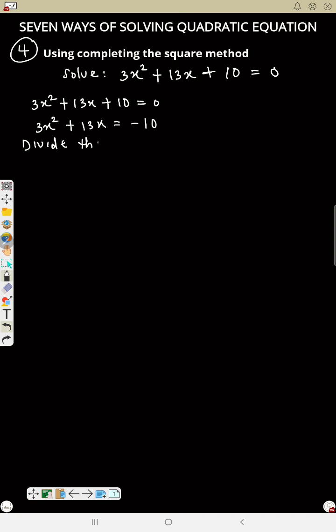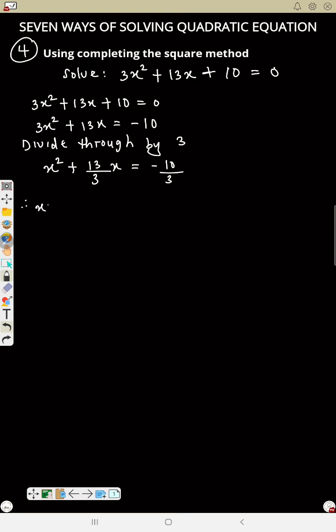You can watch my video on completing the square method. So divide through by 3. So that will give us s squared plus 13 over 3s equals minus 10 over 3. Now what must be added to this side to make it a perfect square?